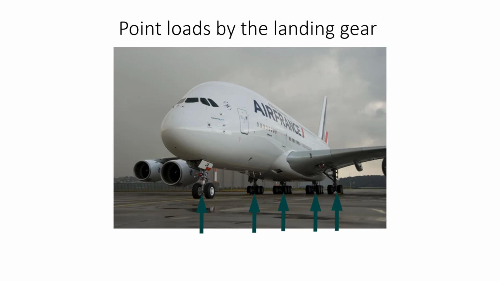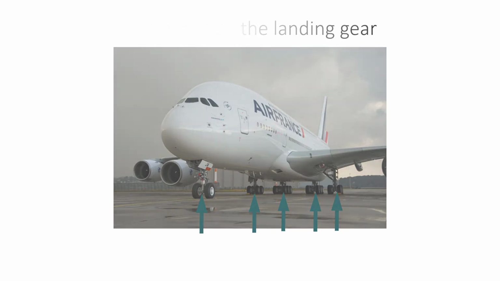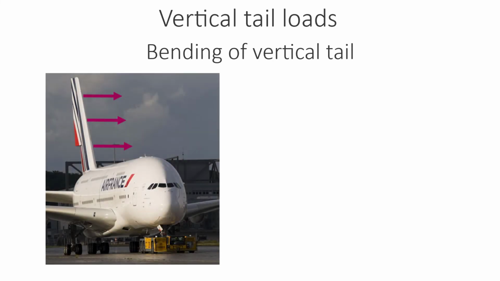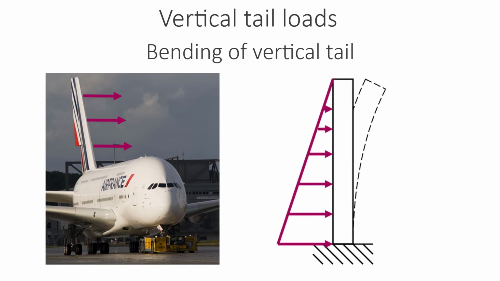Consider an aircraft on the runway. The forces acting on the landing gears are in equilibrium with the total weight of the aircraft. If we look at a vertical tail subjected to a wind force on an airplane standing still, we can represent it with a clamped beam in bending under a distributed load. The wind force is in equilibrium with the forces at the root of the vertical tail.